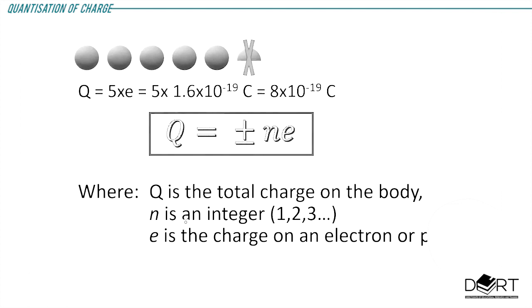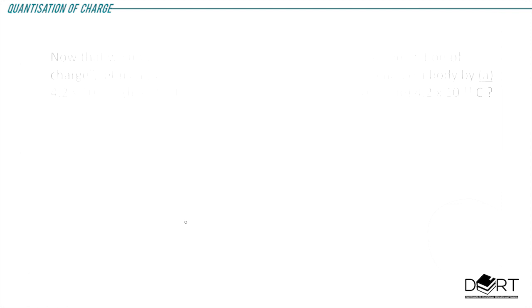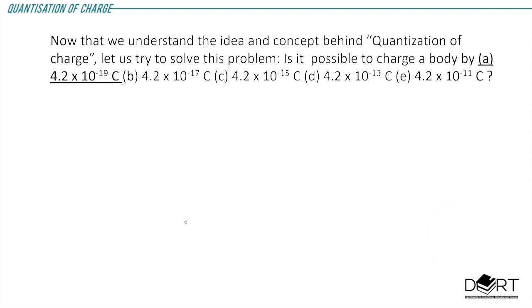Now that we understand this concept, let us try and do a few numericals, simple numericals. So let us see if it is possible to charge a body by 4.2 × 10^-19 Coulomb. Let's try part A first. So we know that the total charge on a body is given by ±nE, where n is the number of electrons to be extracted in this case because there is a plus sign over here. So we're going to take away electrons from the body, and e is the charge on an electron.